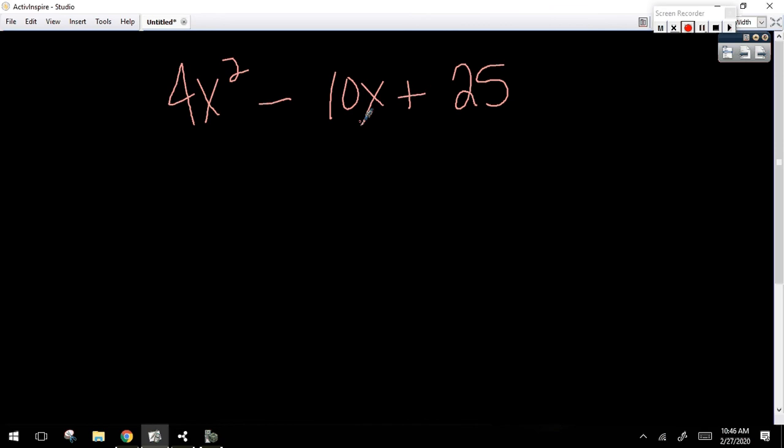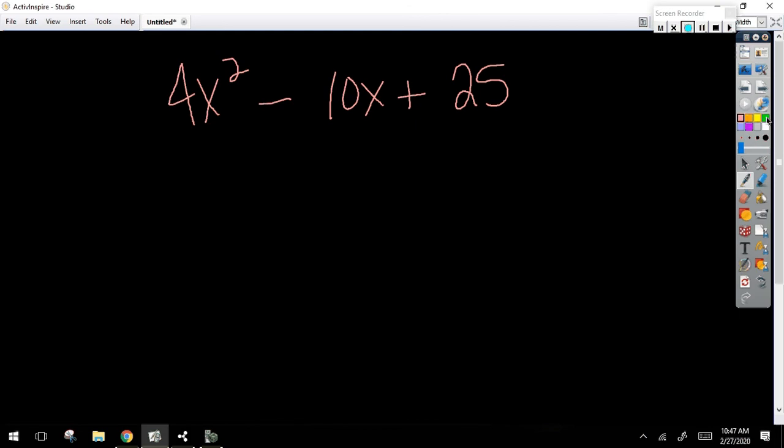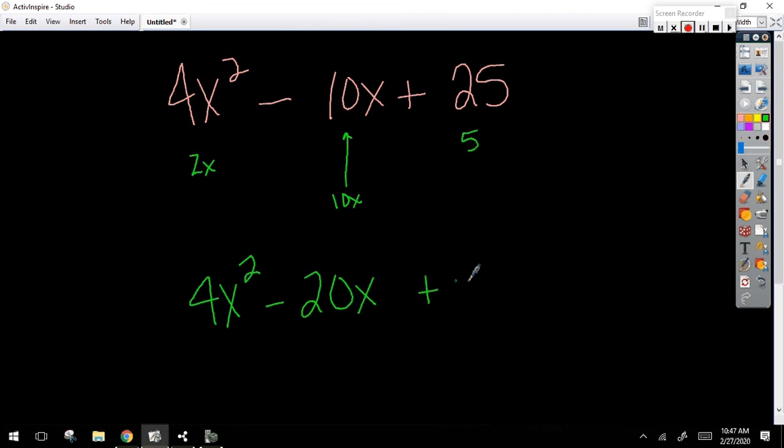No. Why? Because 20 is not the second power. 2 times 5 is 10. It's not doubled. To be a perfect square trinomial, it would have to be 2x times 5, which is 10x, and then it would have to double to be in the middle. So for this to be a perfect square trinomial, I would need it to be 4x squared minus 20x plus 25. Now it is a perfect square trinomial.